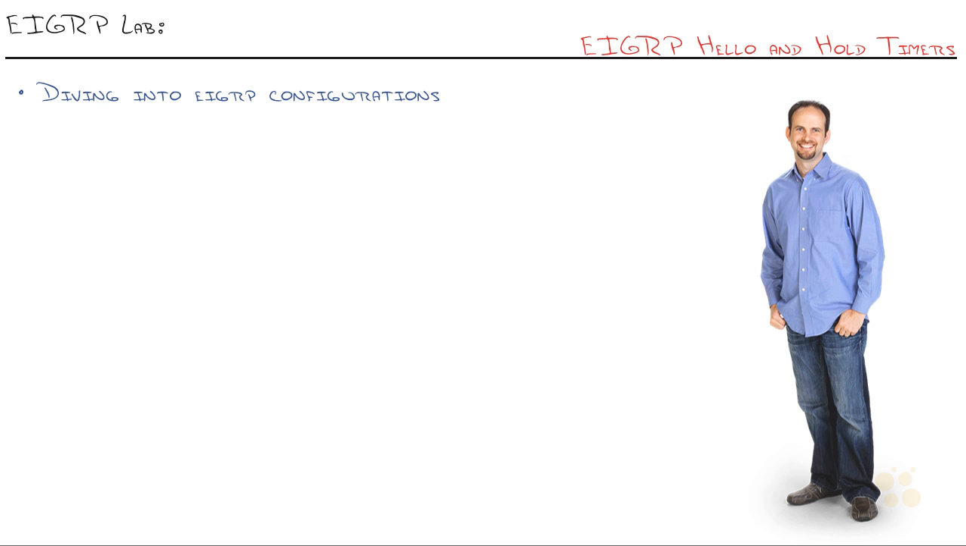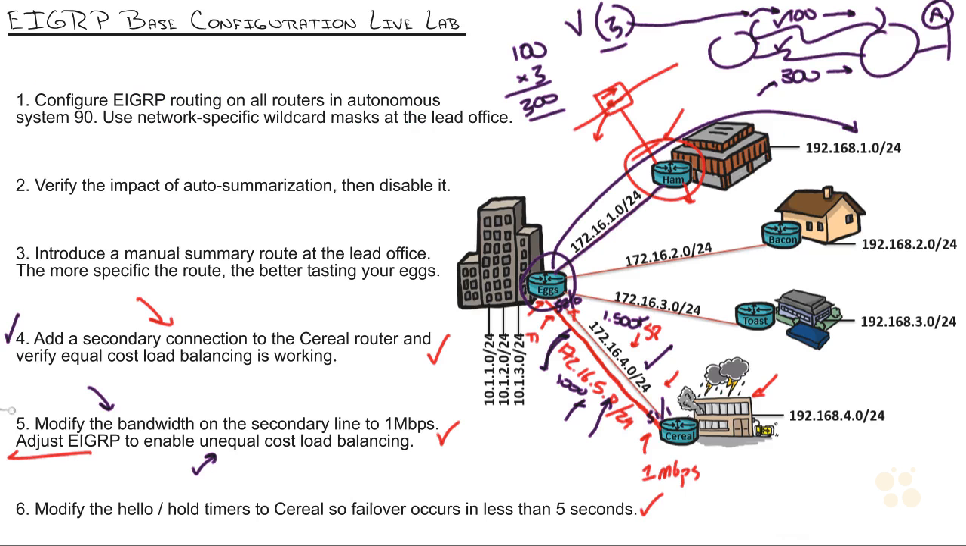EIGRP Lab, hello and hold timers. We're going to pick up literally right as we completed the last objective of this lab, which was the unequal cost load balancing, because I was actually midway through recording and I realized I've got too much content for one nugget. Let's begin. Bam, check that objective off the list.